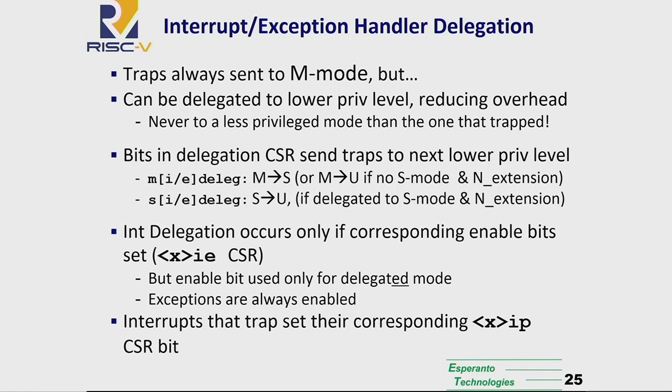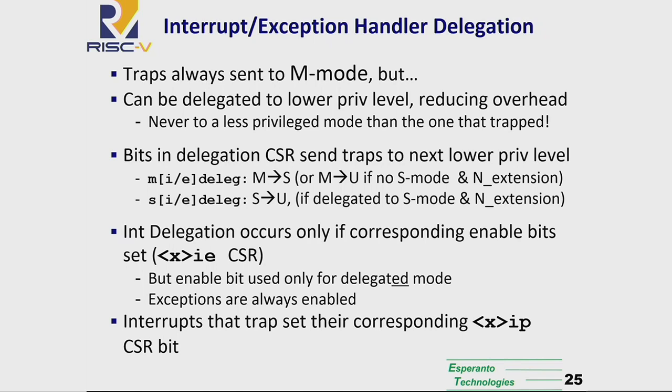So as I said, traps are always sent to M mode. They can be delegated to lower privilege levels, but never to a less privileged level than you started with. That would be bad. There are bits in the delegation CSR for each trap, and each trap type has a bit or exception that says whether or not it should be delegated. So you delegate it from machine mode to supervisor mode if supervisor mode exists.